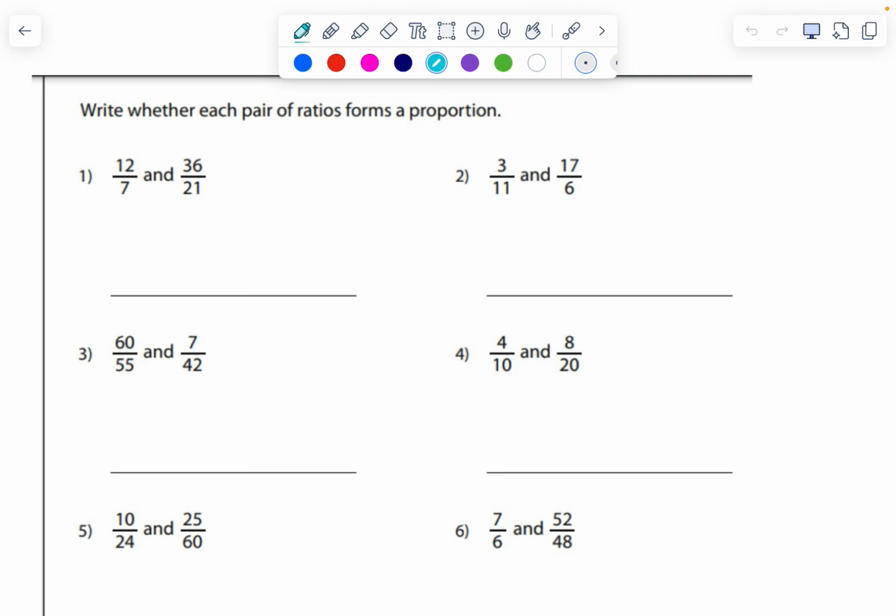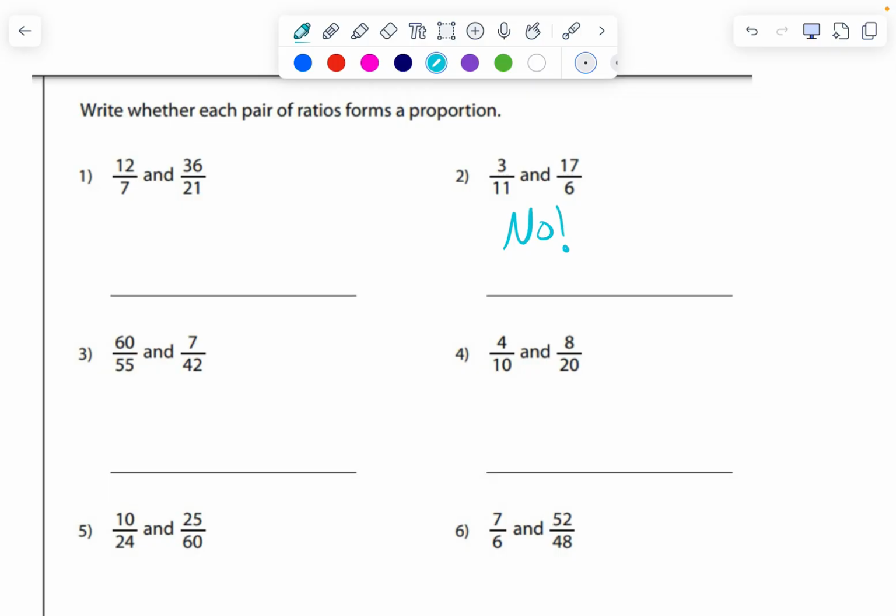Versus this one, what do you notice right away in that one? One denominator's bigger and one denominator's smaller. Right. Is there any way these two are going to be proportional in number 2? No way, because this one is less than 1 and that one is greater than 1. And we just wrote that proportional means same value. So there's no way that those two will be. So we didn't really need a strategy for that other than having a brain.